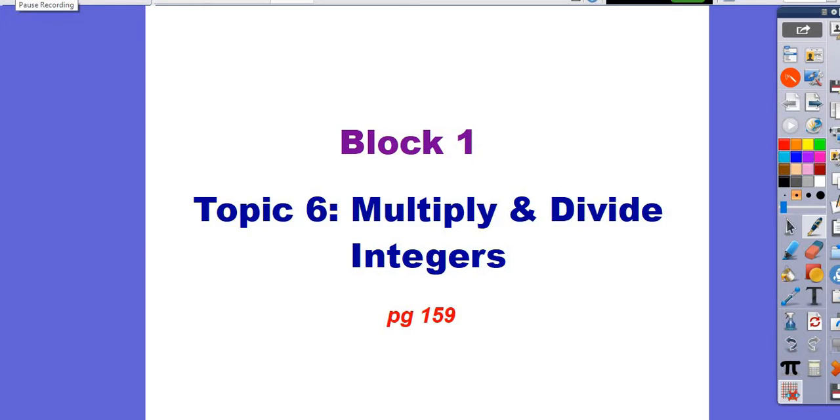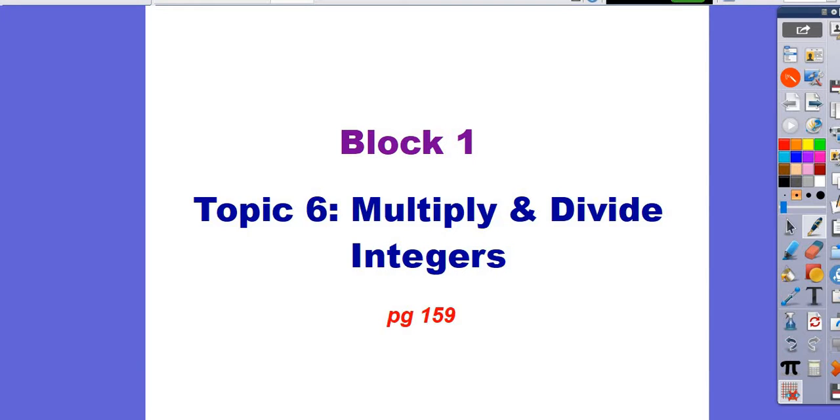Right, we are now on topic 6, multiplying and dividing integers. This is block 1 on page 159. Last topic we learned what with integers? The number lines. Adding and subtracting integers. Positive and negative. Okay. So this chapter we're learning multiplying and dividing integers.